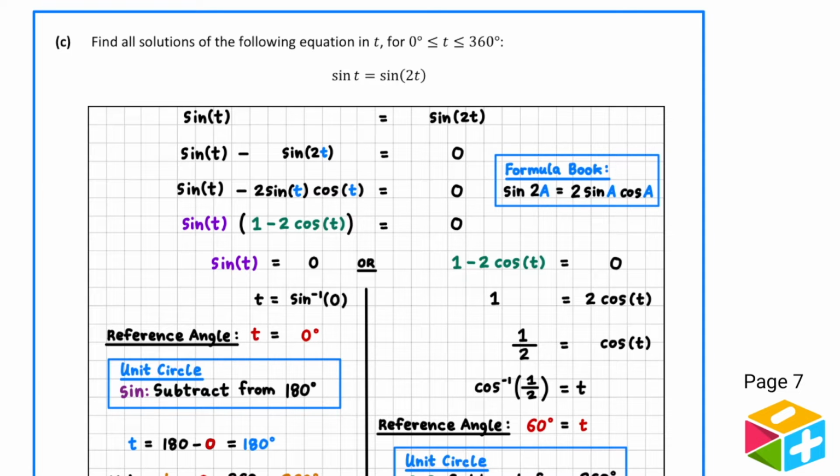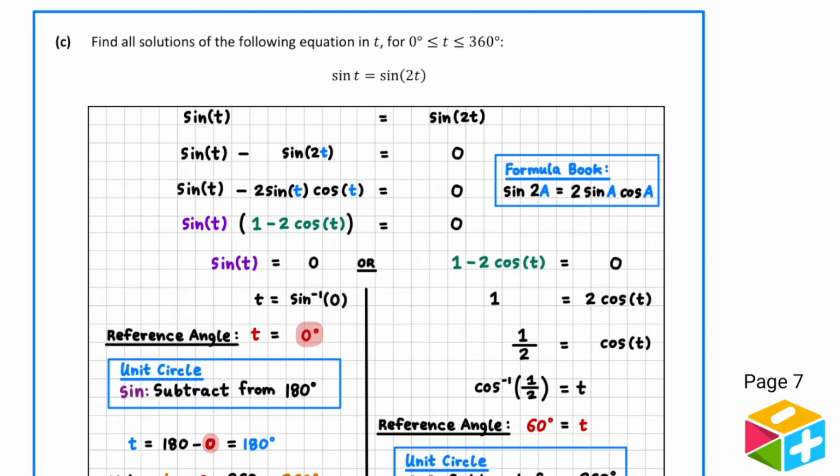Unfortunately, this isn't the only solution here. There's going to be a second solution contained within the first rotation of a circle. To find it, we can use our rules for the unit circle. If you have an equation involving sine, you should subtract the reference angle from 180. Here, the reference angle is 0, so the second solution will be 180 minus 0, which is 180.